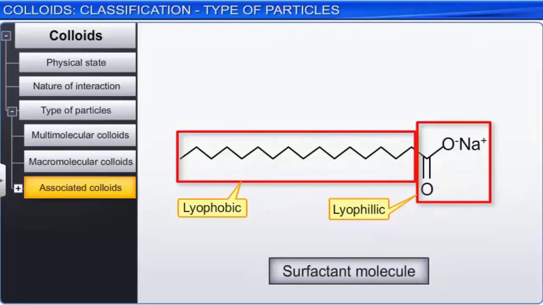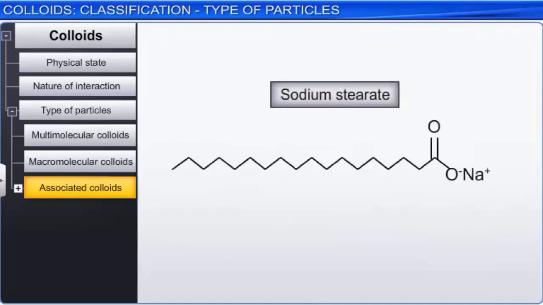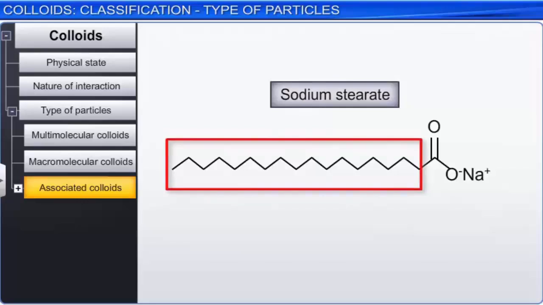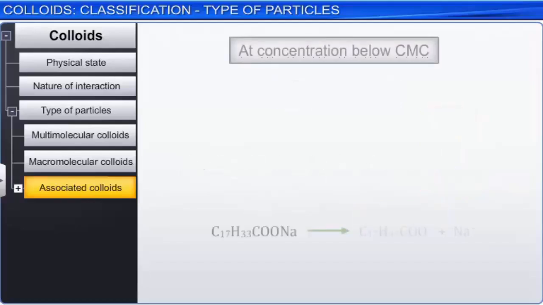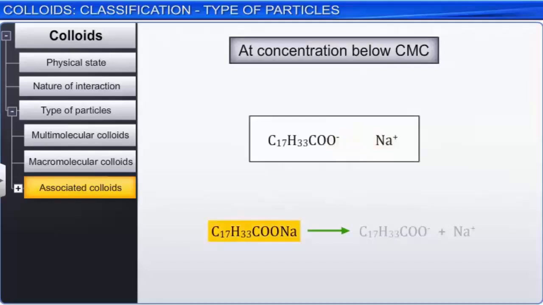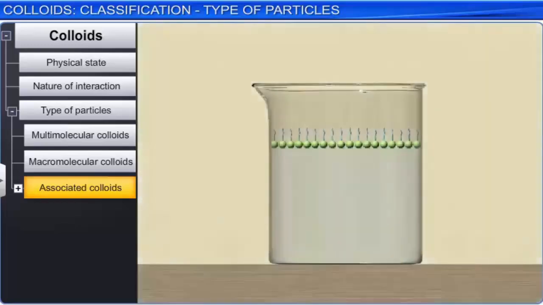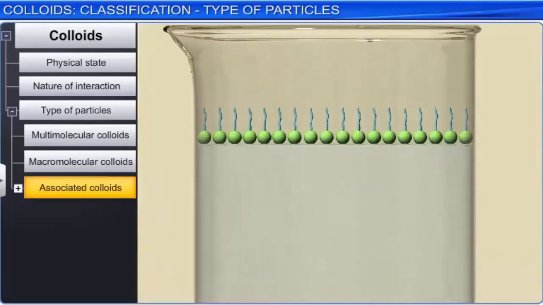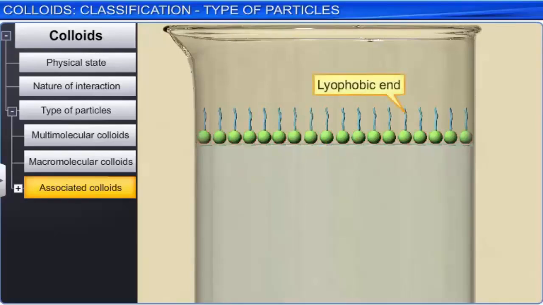Let us now discuss the mechanism of micelle formation. In sodium stearate, the long hydrocarbon part of the stearate radical, that is C17H35, is the lyophobic end, while COO- is the lyophilic end. When the concentration of the solution is below its CMC, sodium stearate behaves as a normal electrolyte and ionizes to give sodium and stearate ions. These stearate ions remain on the surface of water and orient themselves in such a way that the lyophilic end, the COO-, dips in water, while the lyophobic part, the C17H35 part, stays away from it. At the critical micelle concentration, the polar COO- part is pulled into the bulk of the solution.